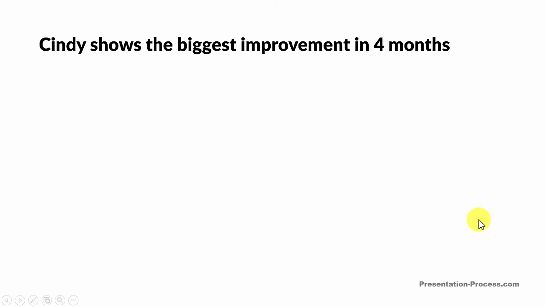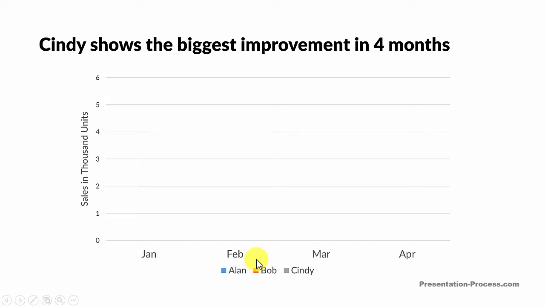The next step is to orient your audience to the chart you're about to present by showing them the two axes. The way I would narrate this is, I'm going to show the performance in 1,000 units of Alan, Bob and Cindy across 4 months. Now your audience has a clear idea about what is going to be presented. Then I'll start telling the story with my chart.